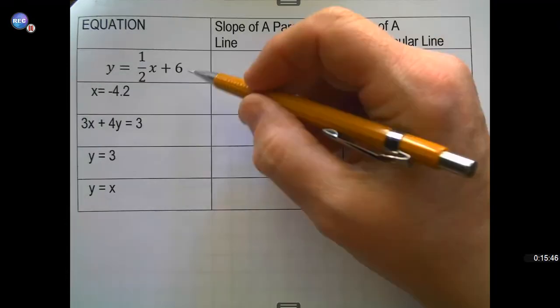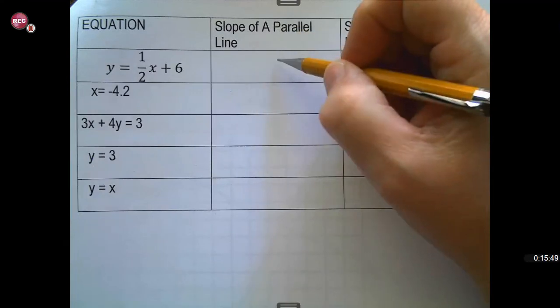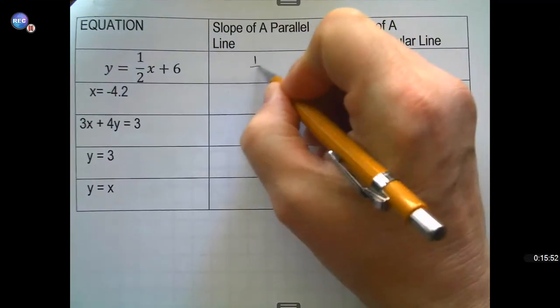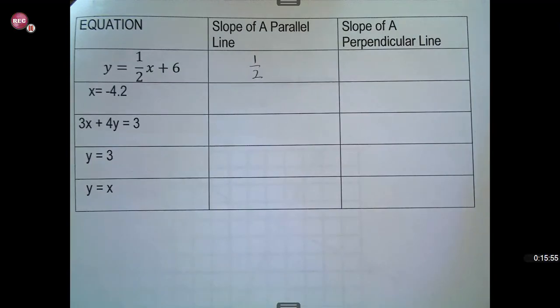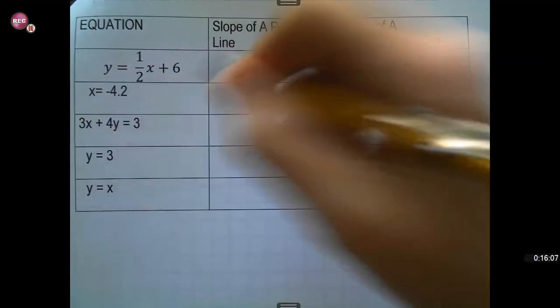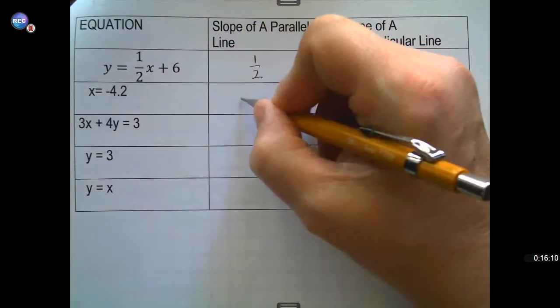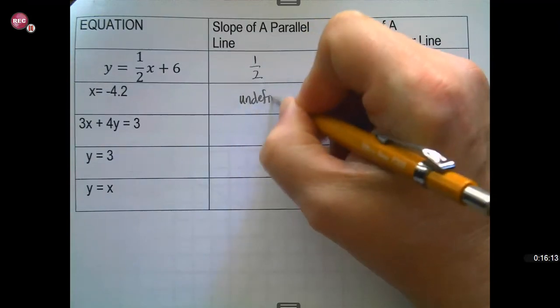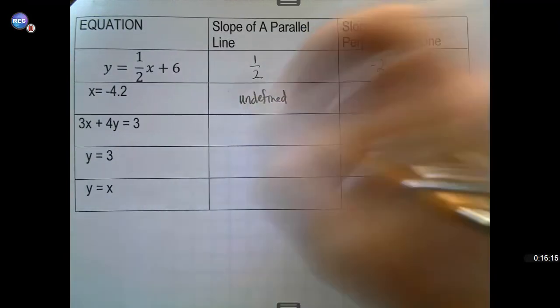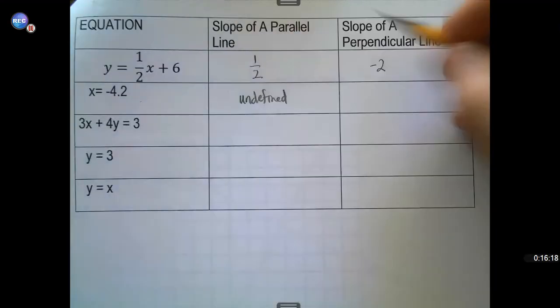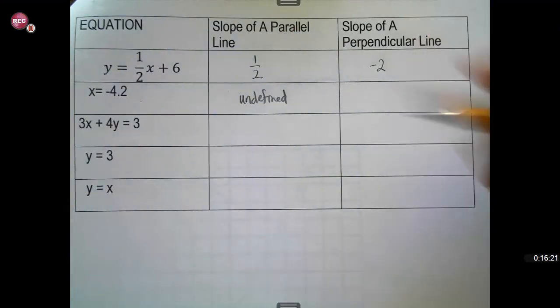So the slope of this first line is 1/2. So what's the slope of the line parallel to it? It would be the same, 1/2. What's the slope of the line perpendicular to it? And that would be the opposite reciprocal, which would be -2. Okay, and then we have the line x equals -4.2. That is a vertical line. The slope of the line parallel to it would be undefined, because the slope of this line is undefined, and the slope of the line perpendicular to it would be the reciprocal of undefined, which is 0. And by the way, the reciprocal of 0 is undefined.